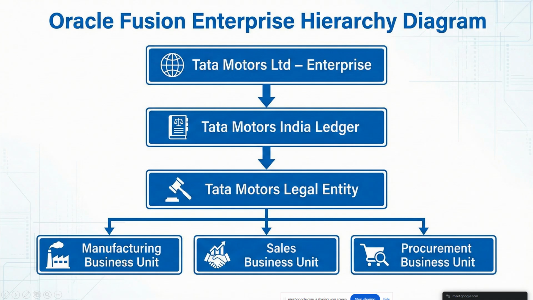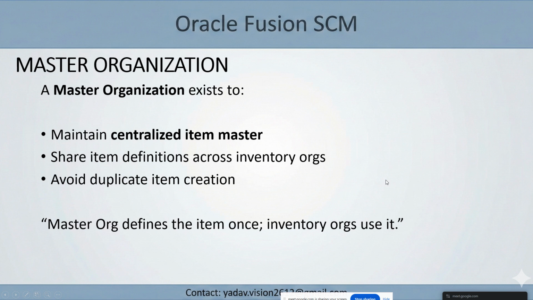Clear till now? So we have completed enterprise, ledger, and legal entity, and after that, business unit. Next we can step into the master organization, which we usually don't talk about. For example, if you divide your country into four regions, take the south. Inside the south we have Andhra Pradesh, Telangana, Tamil Nadu, and Kerala. All these we call south states, so inside the south we have four different states.